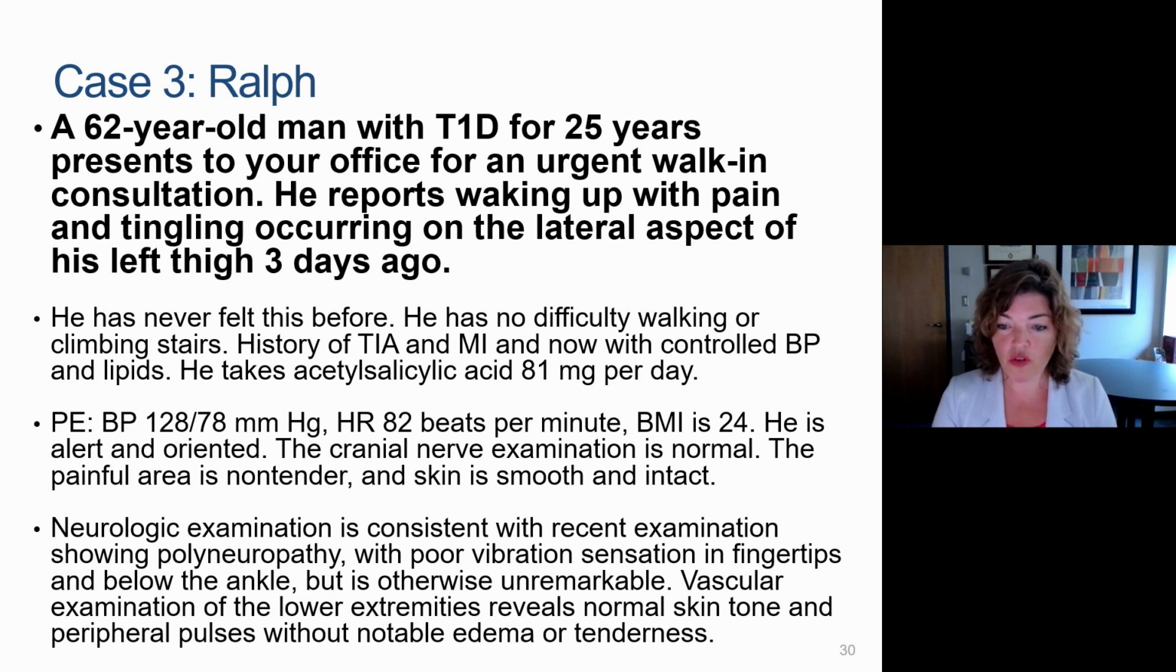His blood pressure is controlled. He takes aspirin. Blood pressure is well controlled. BMI is excellent. He's alert and oriented. His cranial nerves are normal. The painful area is non-tender. Skin is smooth and intact. His neurological exam is consistent with his recent exam, which shows stocking glove pattern polyneuropathy, poor vibration sensation. Vascular exam is normal, and his pulses are normal without notable edema.